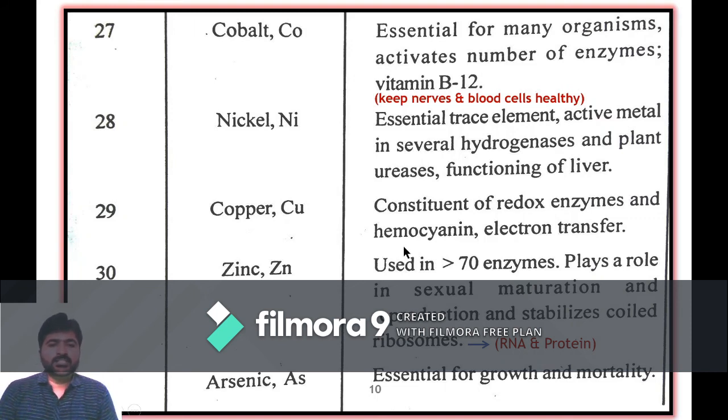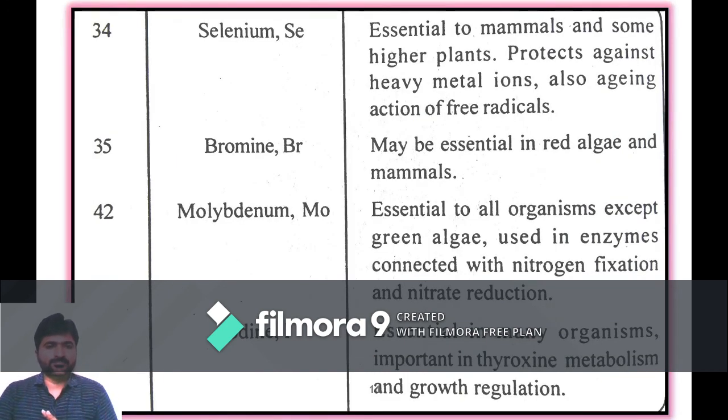Again, the next element is zinc. Zinc is utilized in more than 70 types of enzymes in biological processes. It plays a very important role in sexual maturation and in the reproduction process. Again, it stabilizes the coiled ribosomes, meaning the RNA and protein of our body. So for the stabilization of the protein and RNA of our body, there is a need for zinc. Next one is arsenic. Students, arsenic is toxic also, but some forms of arsenic are very helpful in the growth of the body as well as in the mortality of any biological system.